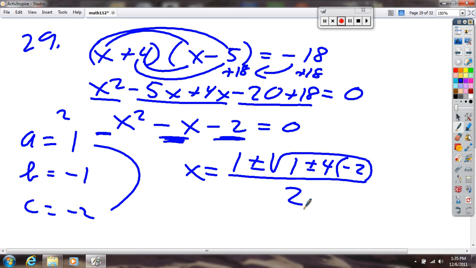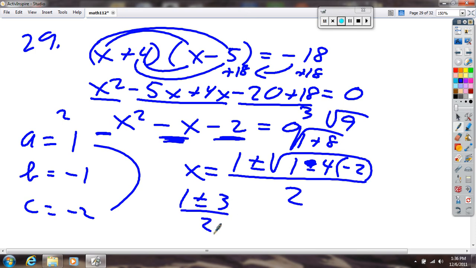Now work inside the radical sign. This is 1 plus and minus 4. I'm sorry, that's not a plus or minus, it's just the minus. That's a minus 4. All right, so it's 1. What's a negative 4 times negative 2? Plus 8. What's 1 plus 8? 9. What's the square root of 9? 3. So this is now 1 plus and minus 3 over 2.